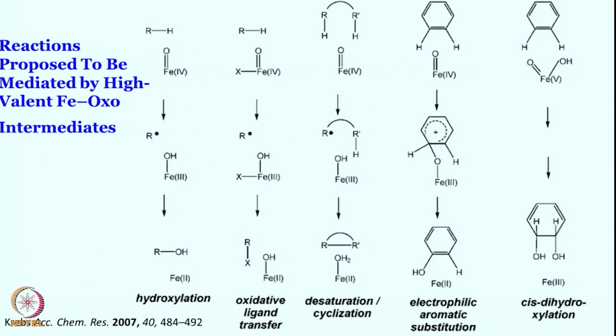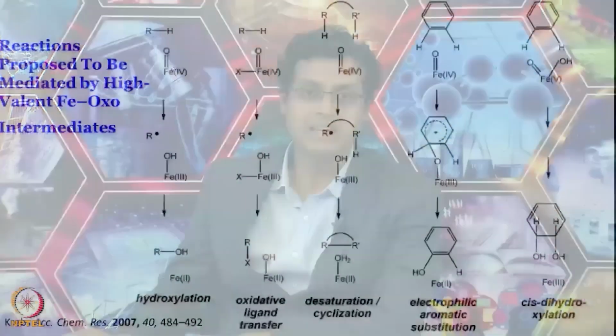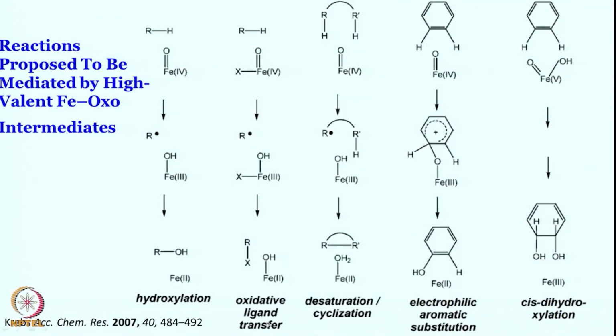This chemistry can be between the two iron centers, with the oxo species bridged in between, or it could be as fascinating as the terminal oxo species or these porphyrin oxo based species. There are non-heme oxo based species as you have also seen, and these species are also known to be very effective. So, you have seen many different types of reaction: hydroxylation, oxidative ligand transfer, desaturation, cyclization, electrophilic aromatic substitution, and cis dihydroxylation reaction. All these reactions you are hopefully now familiar with.